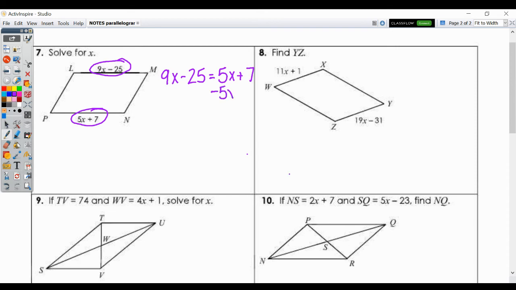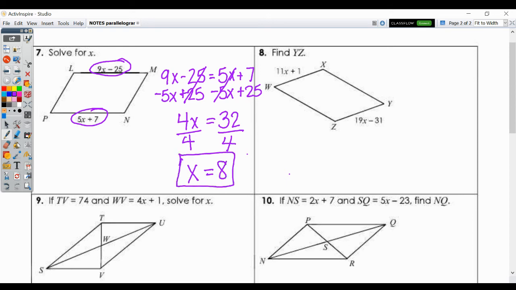So I'm going to minus 5x. And then I'm going to move this 25 over, so plus 25, plus 25. So then 9x minus 5x is 4x equals 7 plus 25 is going to be 32. Divide by 4, divide by 4. So my x is actually going to equal 8. So that's all there is to it.